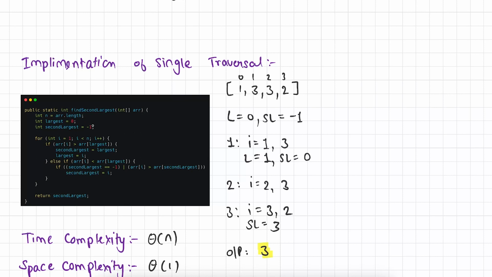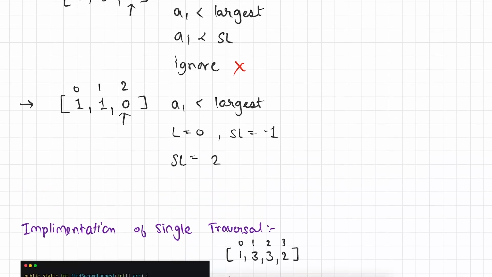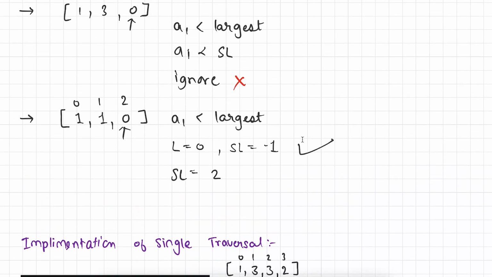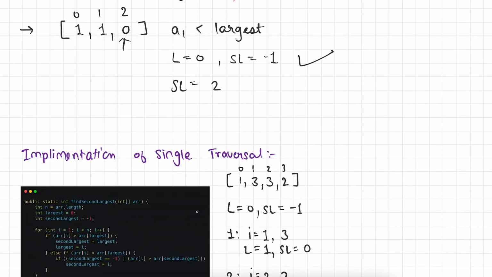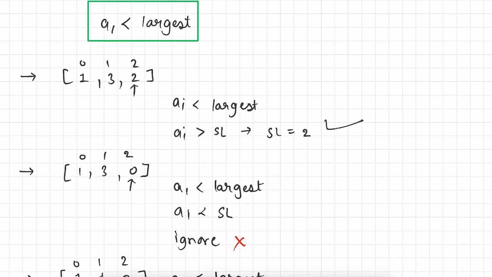In the else-if condition, we are checking if we get a number that is smaller than the largest number. In that case we have two conditions: if we are seeing this number for the first time, and this corresponds to this condition here, or if we are seeing a number that is greater than the second largest. It means this condition corresponds to this condition, meaning the number we are getting is smaller than the largest but greater than the second largest.